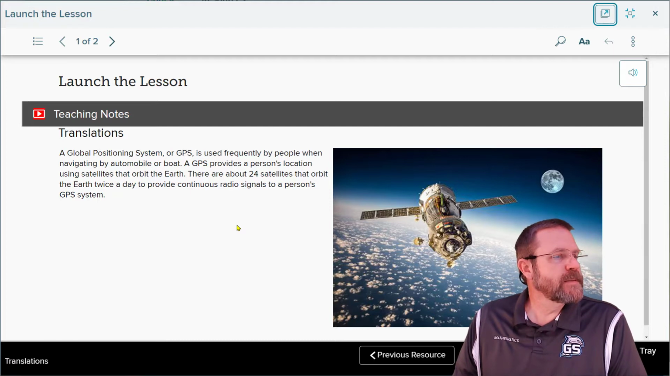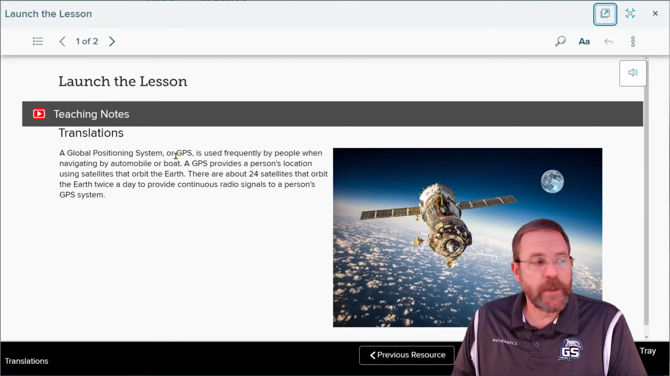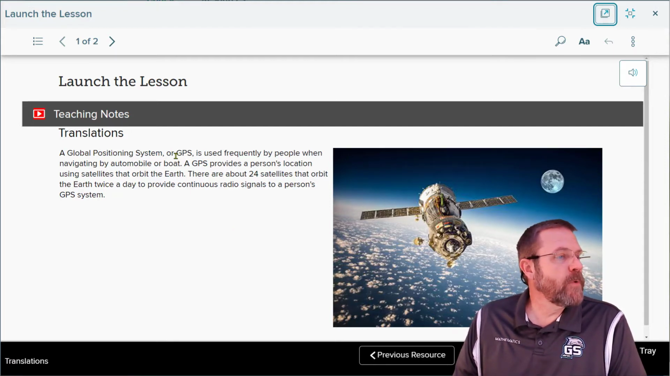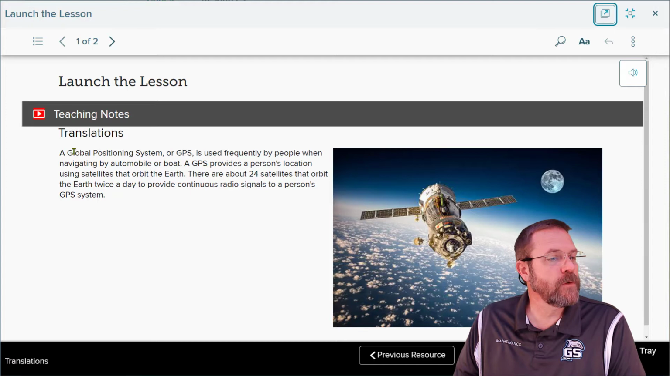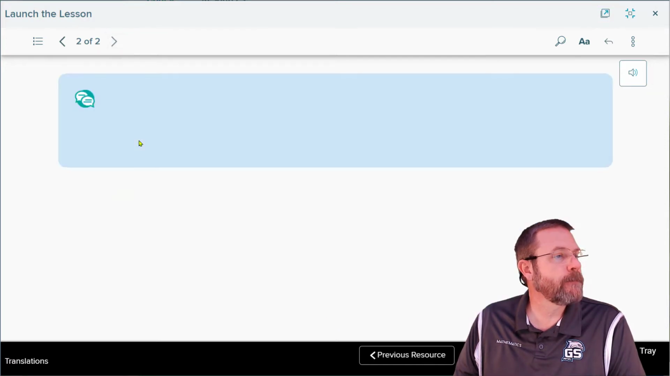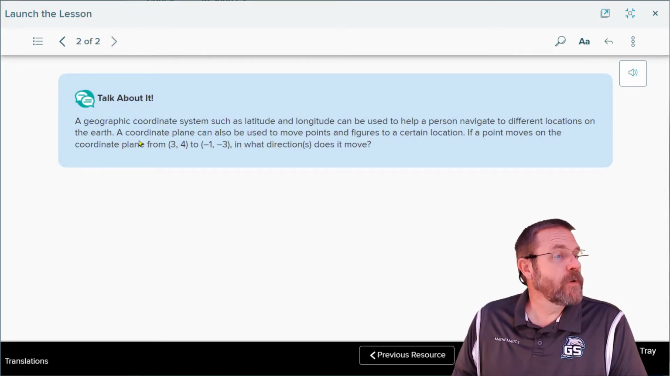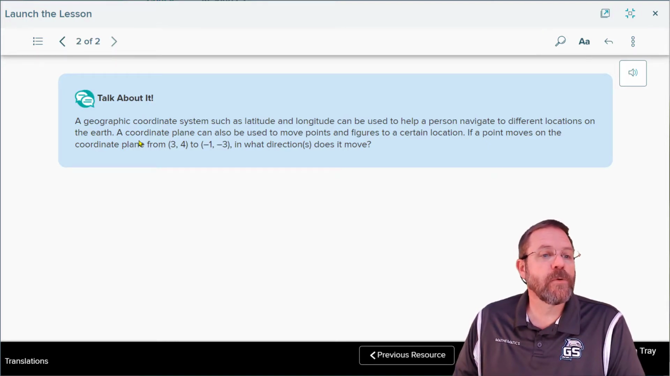A global positioning system, also known as GPS, is frequently used by people when navigating by automobile or boat. A GPS provides a person's location using satellites that orbit the Earth. There are about 24 satellites that orbit the Earth twice a day to provide continuous radio signals to a person's GPS system. A geographic coordinate system such as latitude and longitude can be used to help a person navigate to different locations on the Earth.